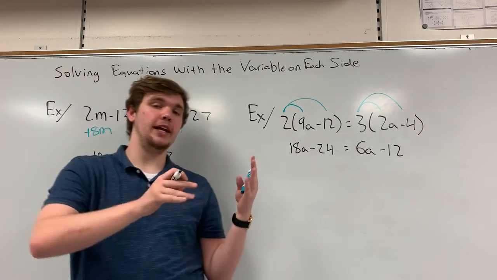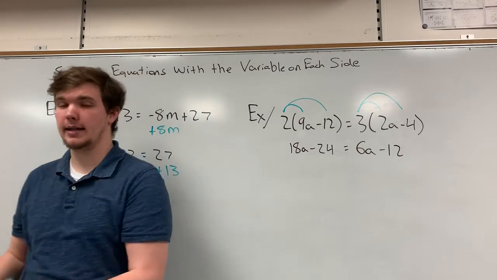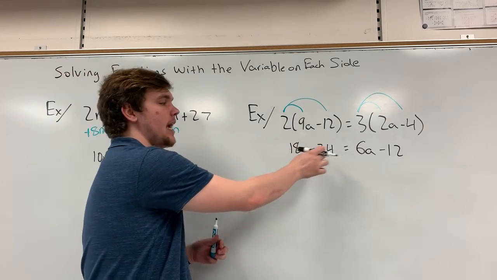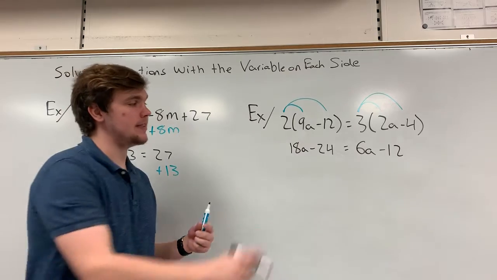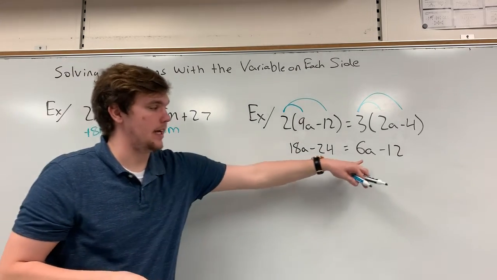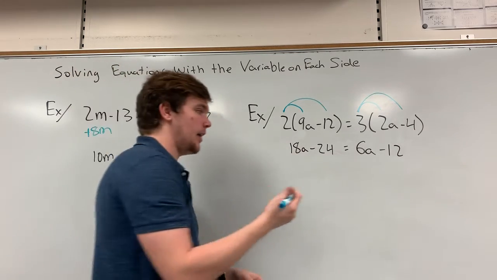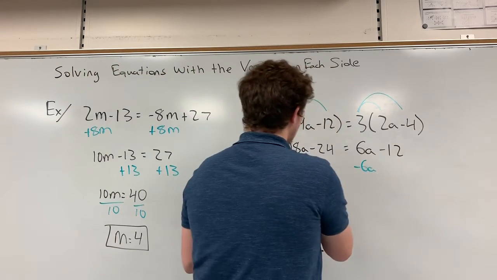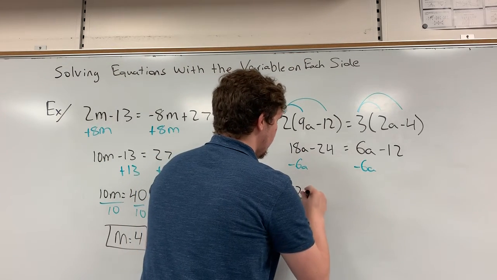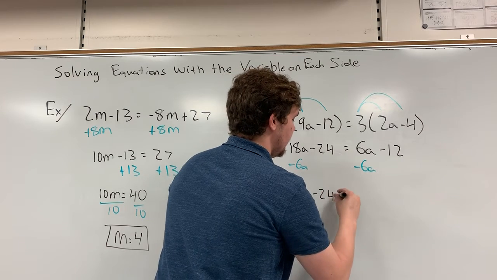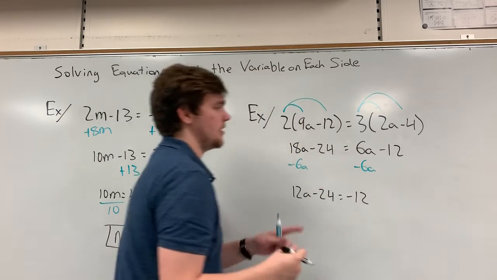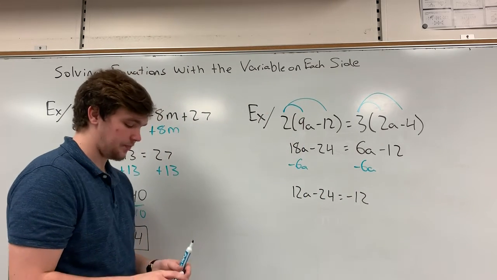Now I just need to worry about getting all my a's over to one side and then my numbers to the other side, right? So I can either move this 18a over there, or I can move that 6a over to this side, whatever. I'm going to move that 6a over to this side by subtracting 6a. And when I subtract 6a, I get 12a minus 24 equals just negative 12, right? Because my 6a is reduced out to 0.